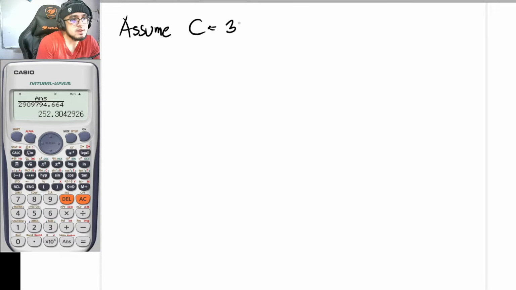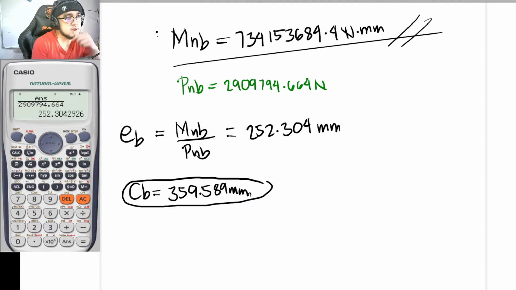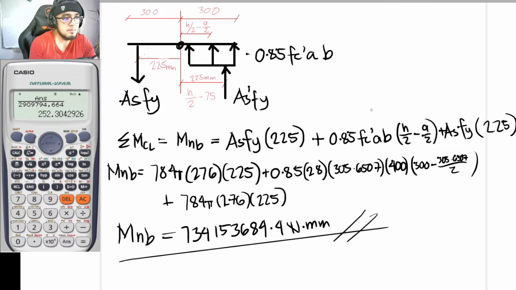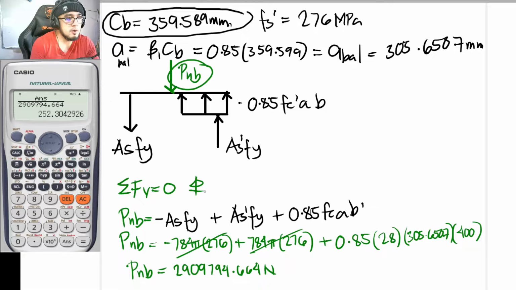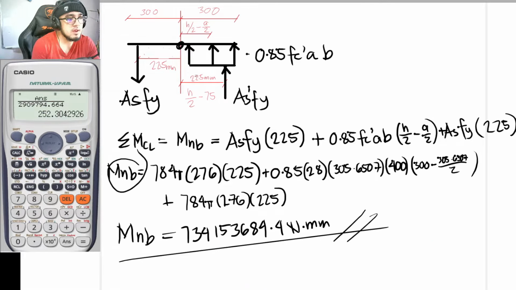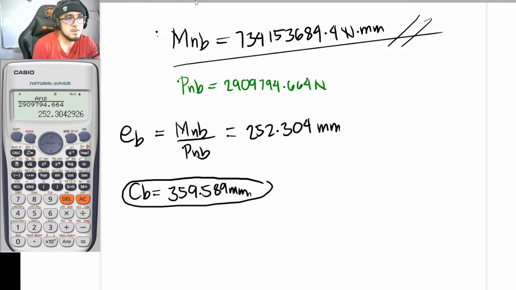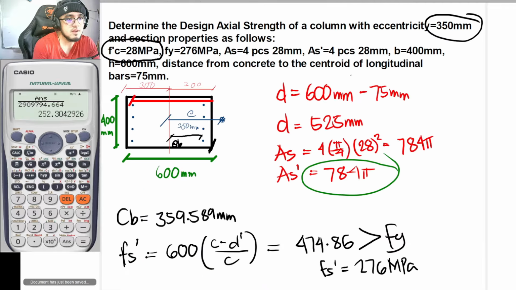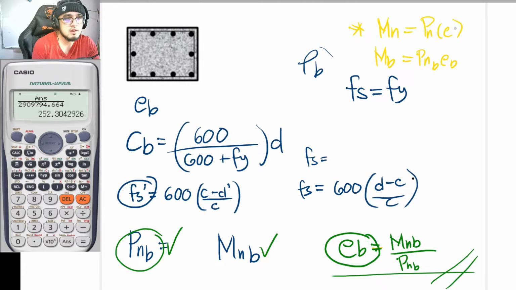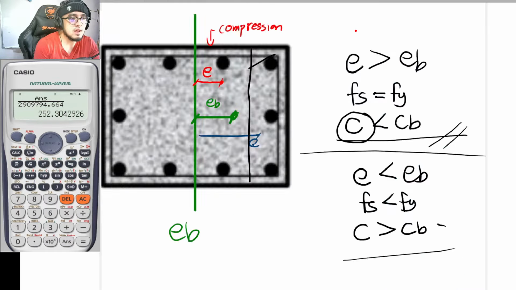So if our c is equal to 300, we will now be solving for all of this. So we will be repeating this process. So let us solve for P_nb. Let's solve for M_nb. And let's check if this equation would now be satisfied, which is to be M_n is equal to P_n e.